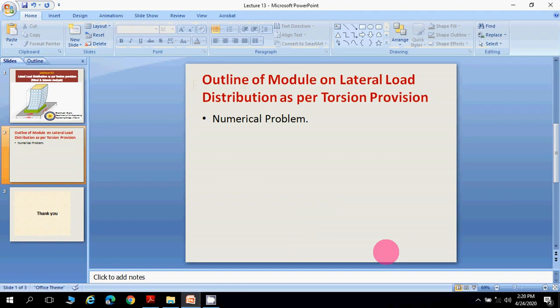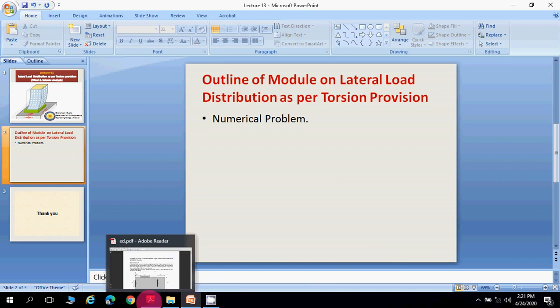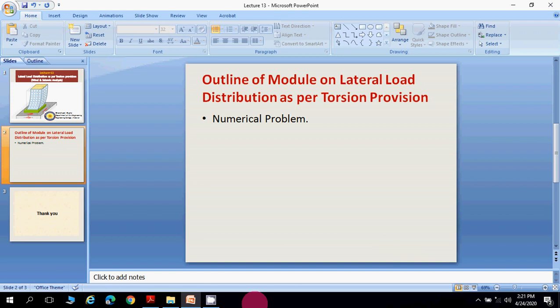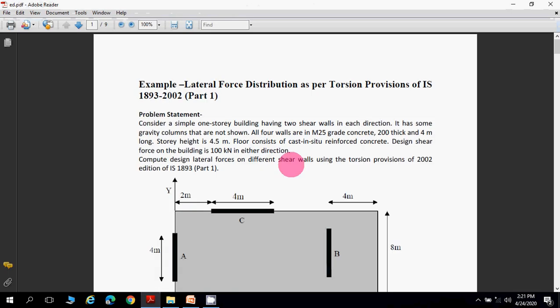In continuation of the earlier lecture, I have discussed the various steps which are involved while solving the problem on lateral load distribution as per torsional provision. So here I have taken an example.